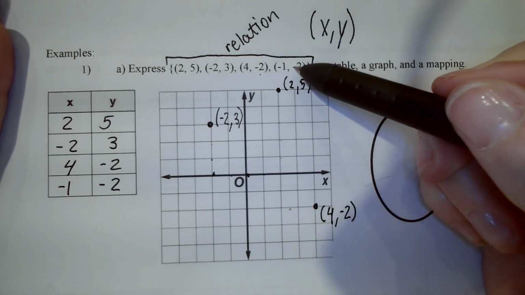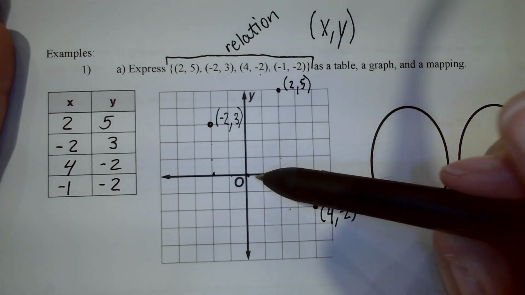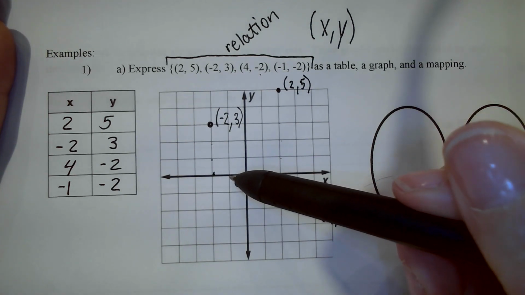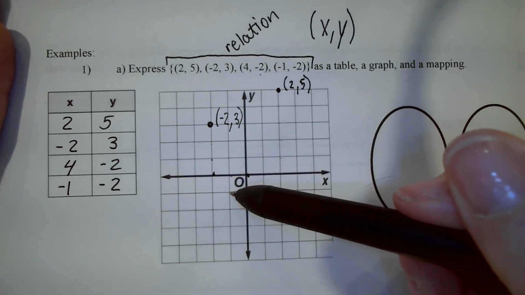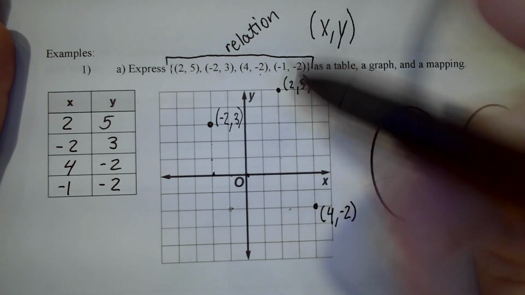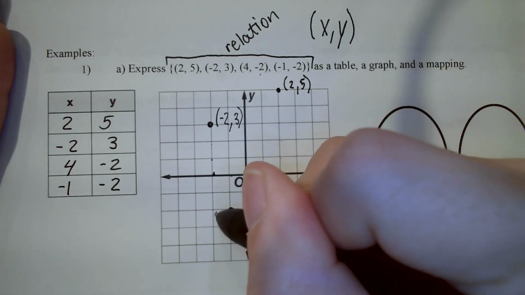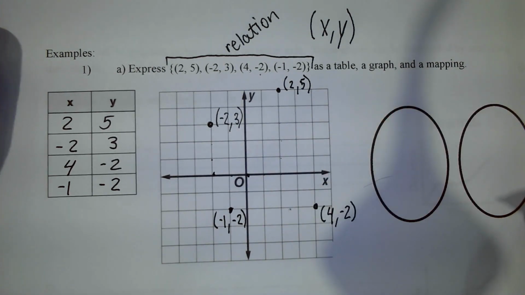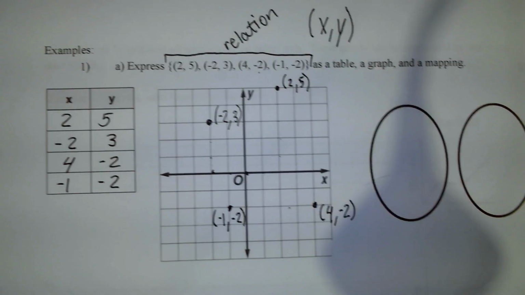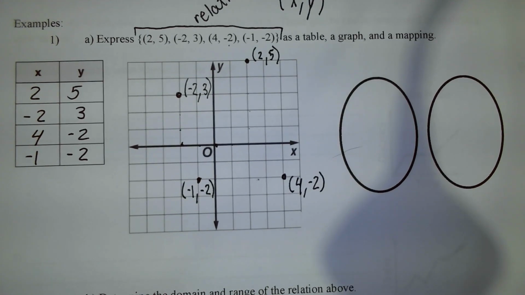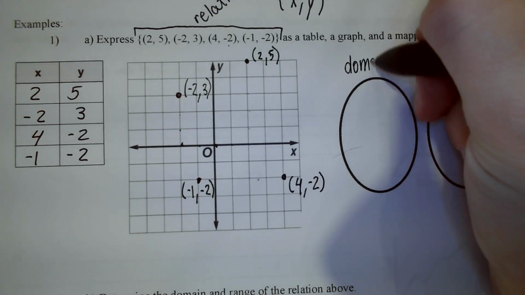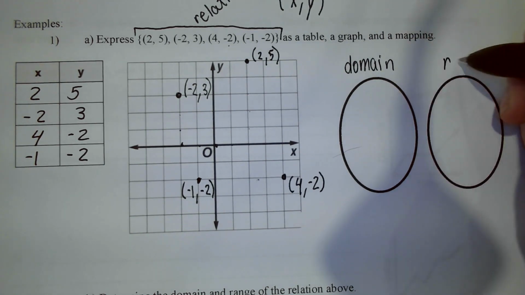And the last point is -1, -2. So I start at the origin. -1 means I go to the left 1. -2 means I go down 2. So I put my point right here, and I label it -1, -2. Now, my last method of representing my data is with mapping. So remember, for mapping, the domain goes first. That's your x values, and then your range.